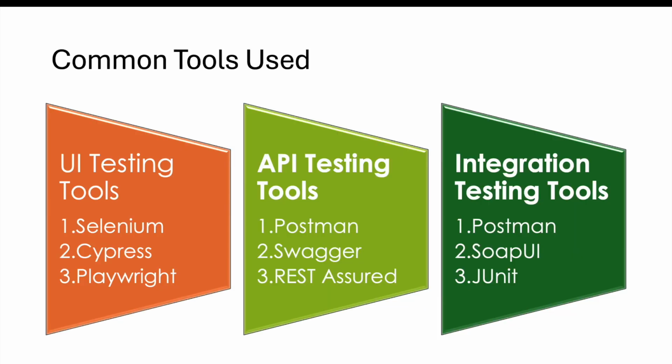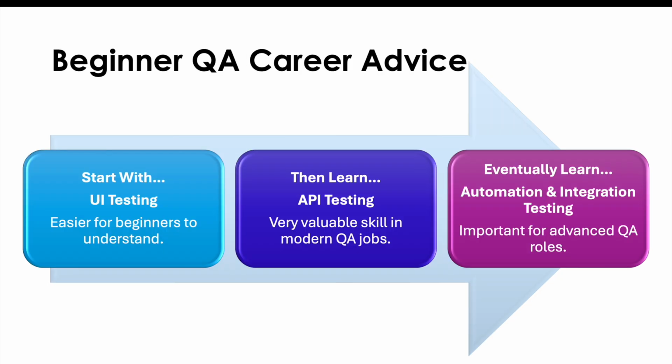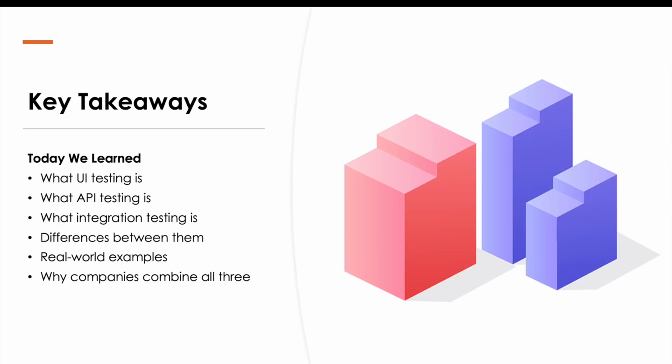The common tools used in UI testing: Selenium, Cypress, and Playwright. API testing tools: Postman, Swagger, and REST Assured. Integration testing tools: Postman once again, SoapUI, and JUnit. Beginner QA career advice: start with UI testing, it's easier for beginners to understand. Then learn API testing, a very valuable skill in modern QA jobs. Eventually learn automation and integration testing, important for advanced QA roles.